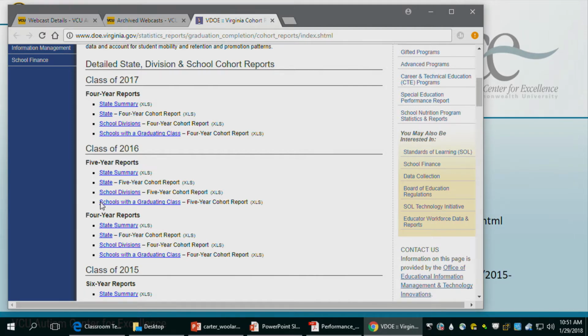So you don't have to go in and actually count numbers of students yourself. All of the information is given to you. So a cohort, for those of you who may not know, a four-year cohort is a group of students that enter 9th grade altogether, and a cohort is followed through the 4 years that they are in high school.